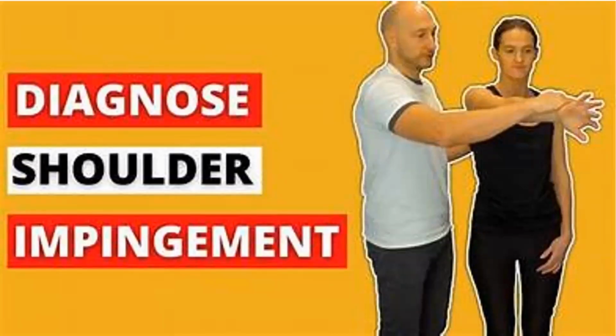This is how we diagnose impingement. We internally rotate the humerus at 90 degrees of flexion, and you see that the patient will complain of pain.